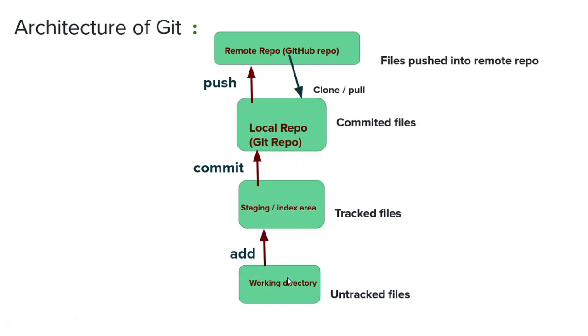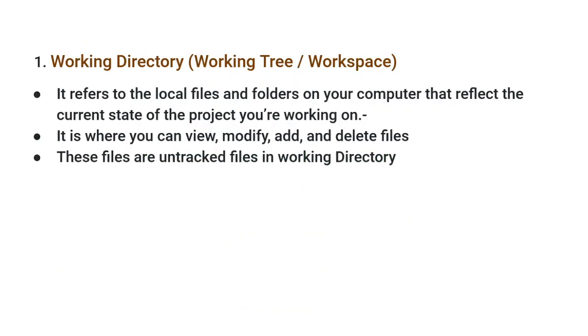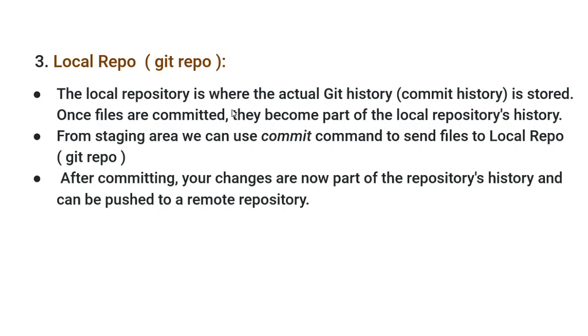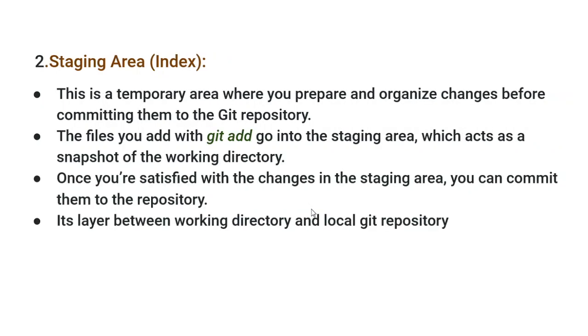From the working directory, we can add those files into the staging area by using the git add command, and these now become tracked files. From the staging area, we can commit those files into the local repository. The local repository is where the actual Git history is stored. We commit the files from the staging area to the local repository, and they become part of the local repository. After committing, your changes are now part of the repository's history and can be pushed to a remote repository.